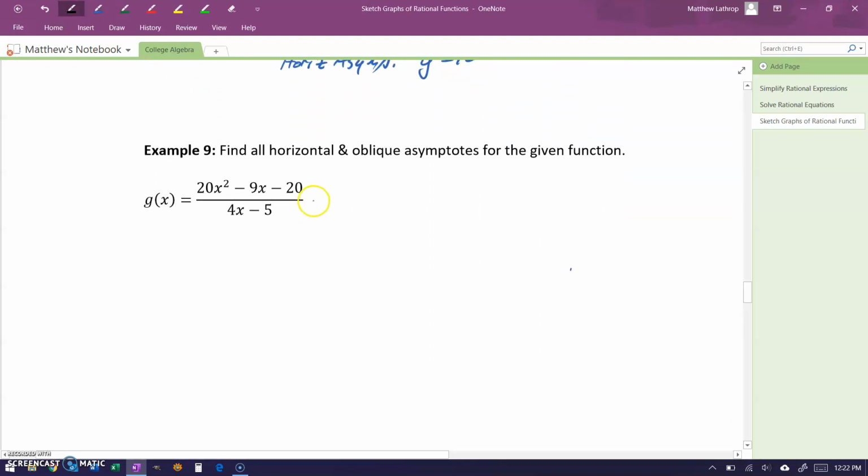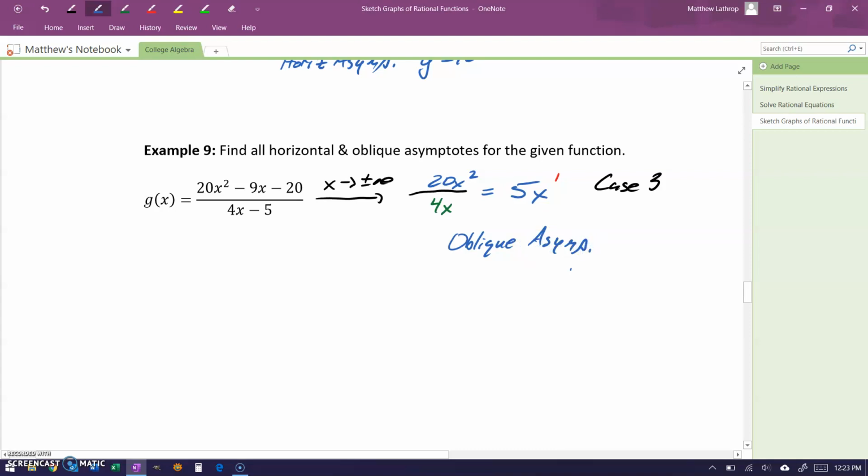In example 9, we start off the same way. We're considering x approaching positive or negative infinity, which means our function is approaching 20x squared over 4x, the leading term in the numerator divided by the leading term in the denominator. This will reduce to 5x, meaning what we have is x to the first power. So this would be something like case 3. Since we end up with x to the first power, we know that we'll have an oblique asymptote.